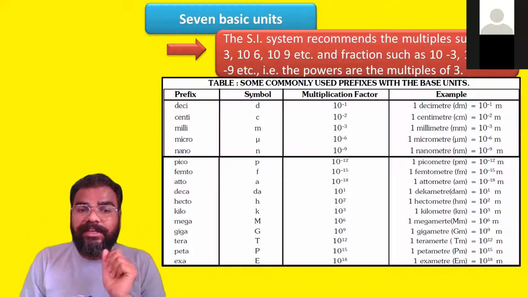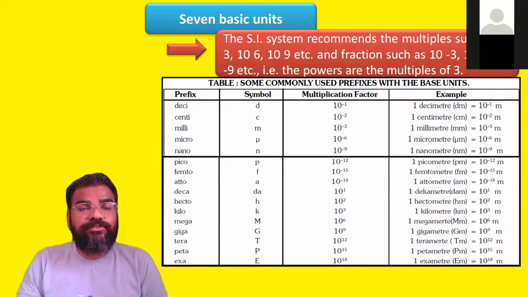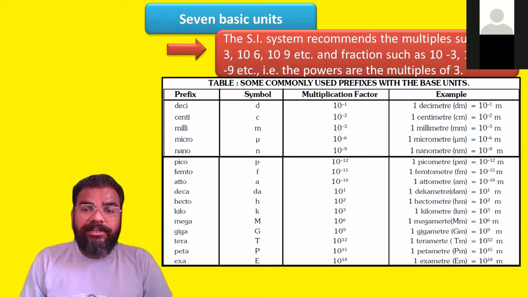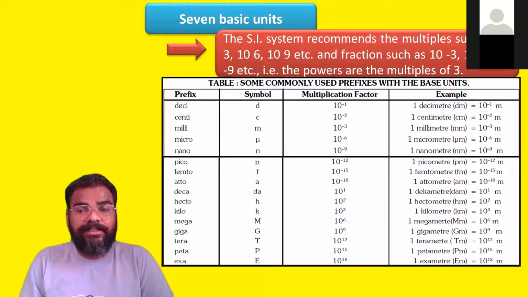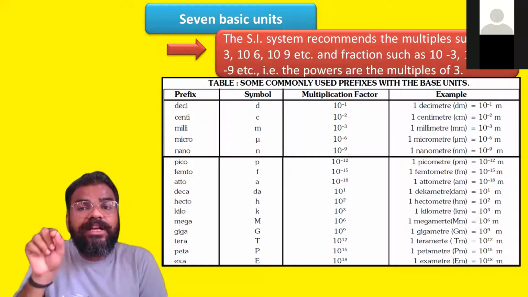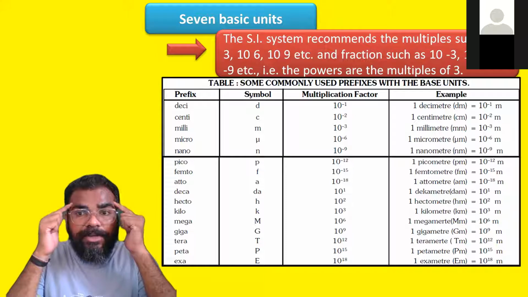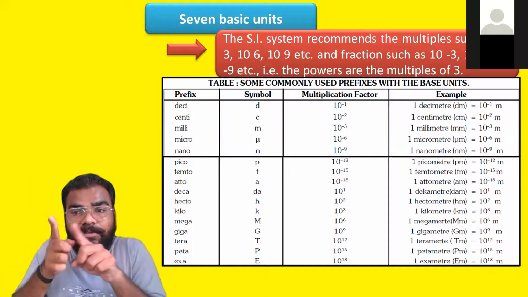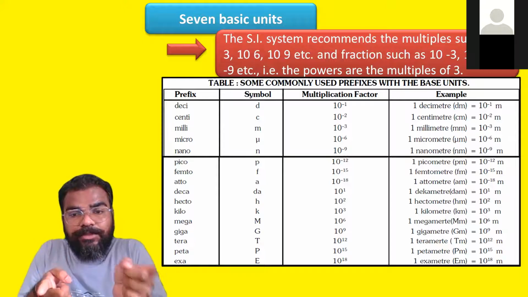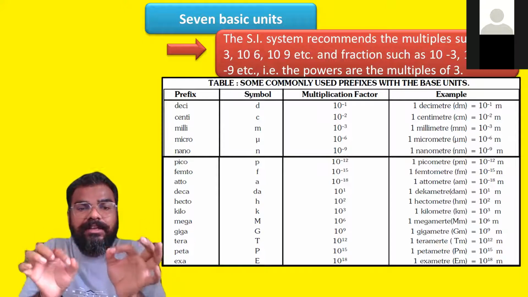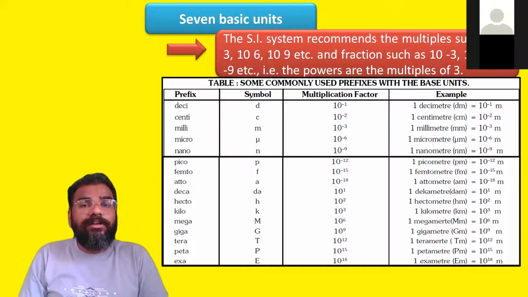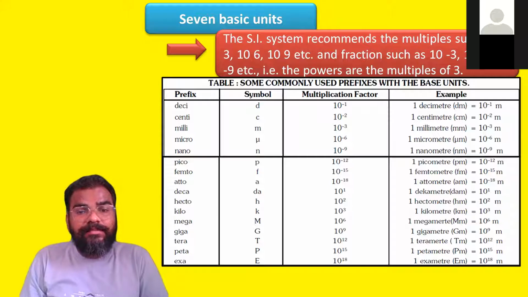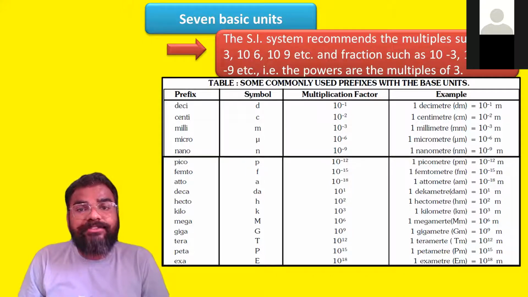Then the second one is centi. The symbol is small c, and the factor is 10 raised to minus 2. 1 centimeter is equal to 10 raised to minus 2 meter. Children, you have to remember this, put it in your mind, because it is very important for conversion from one place to the other, meter to centimeter, meter to kilometer, whatever. This is just for distance. Then milli, 10 raised to minus 3. 1 millimeter is equal to 10 raised to minus 3 meter.